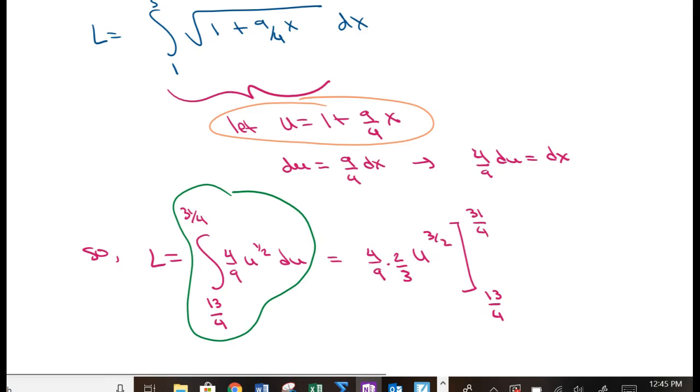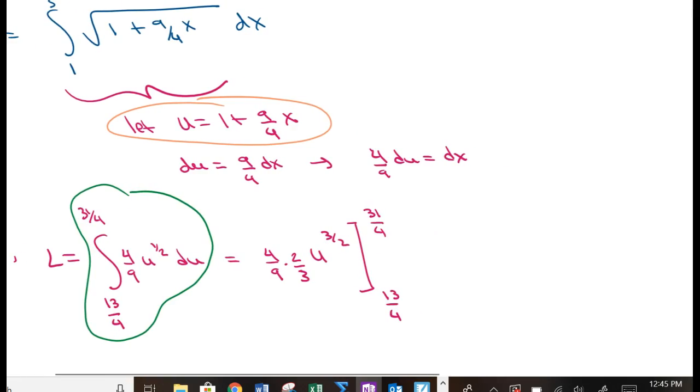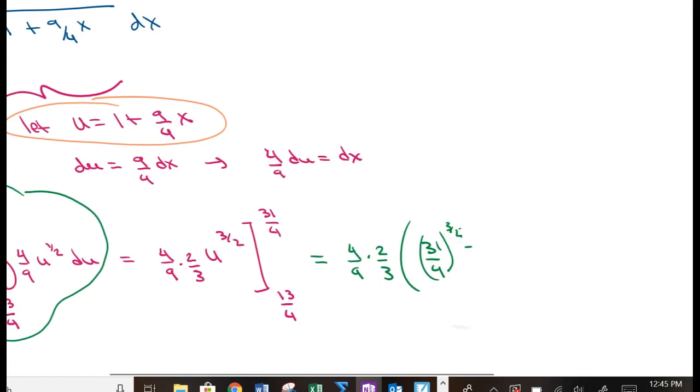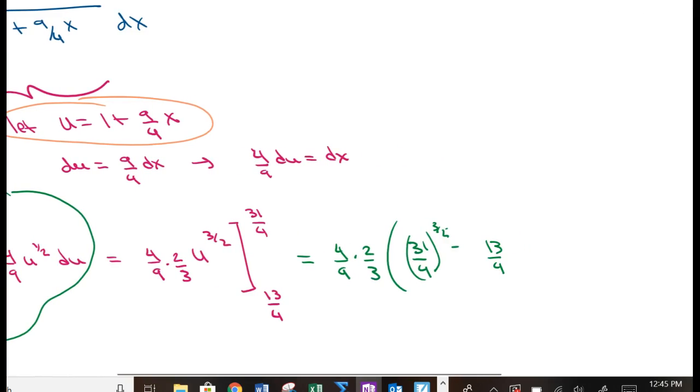And then, of course, here is me taking the antiderivative. And at the end of the day, because this is not calculator active, we're not going to worry about actually evaluating this. You know what you just write, everyone? You just write 31/4 to the 3/2 minus 13/4 to the 3/2, okay?